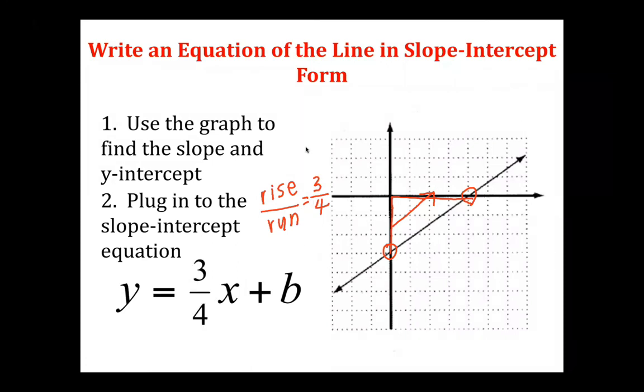And then for b, just find your y-intercept, or where the line crosses the y-axis. And we actually found that earlier, and it's -3. So go ahead and change the plus b to -3. Pretty simple. You're really just using the graph to identify a y-intercept and your slope to plug into your basic slope-intercept equation.